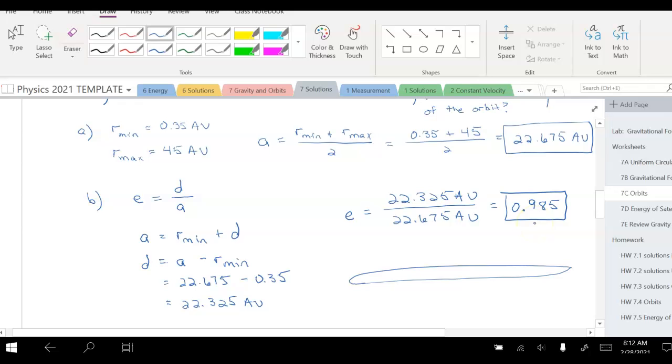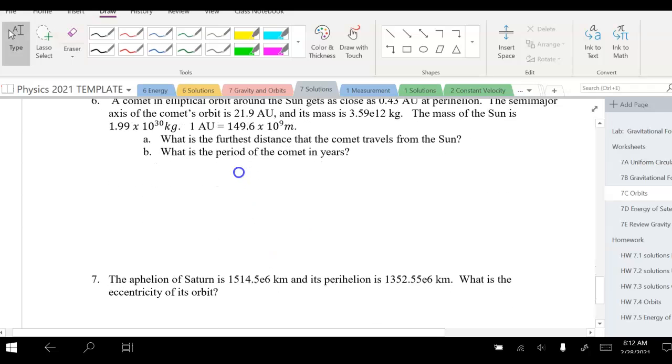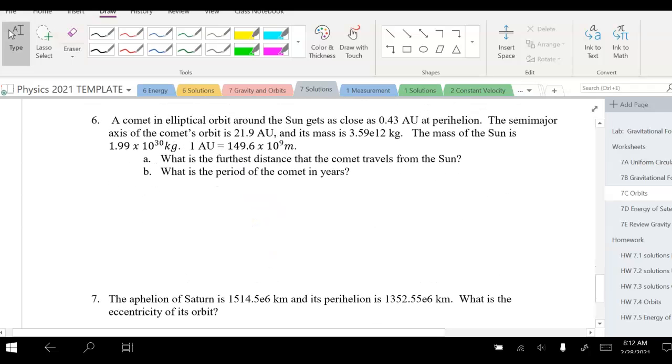Okay, let's also go down and do problem 6 together. So here we're talking about a comet, again, in an elliptical orbit. They're giving me the perihelion. So I know r min is 0.43 AU. And this time they're giving me a. The semi-major axis is 21.9 AU.